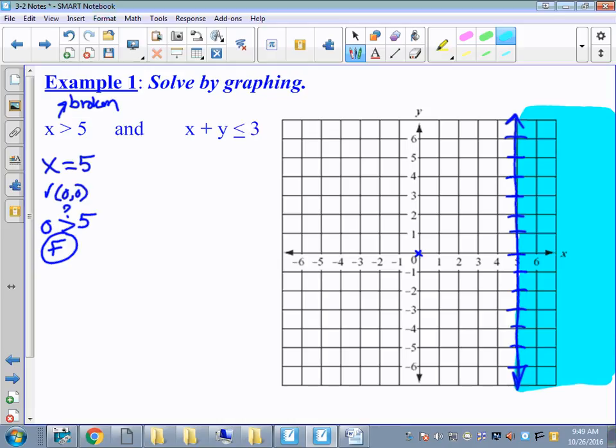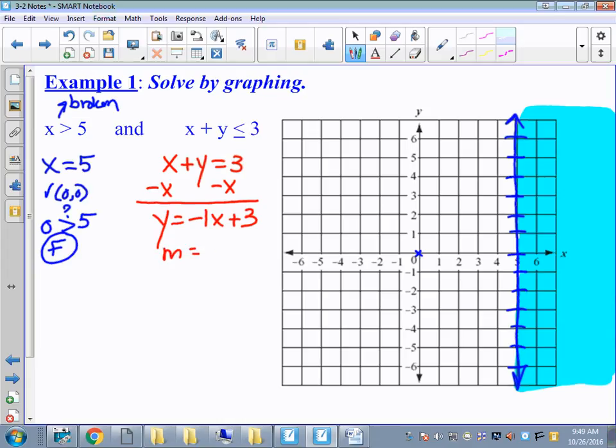X plus y less than or equal to 3. I'm going to go ahead and use red for my pink highlighter. So I'm going to graph the line x plus y equals 3. In order to graph this line, I want to get into slope-intercept form. So I'm going to subtract x from both sides. Y is equal to negative 1x plus 3. And so my slope is a negative 1, and my y-intercept is a positive 3.